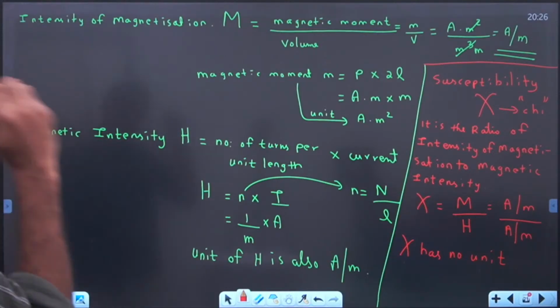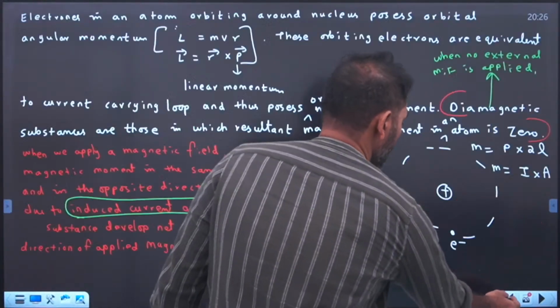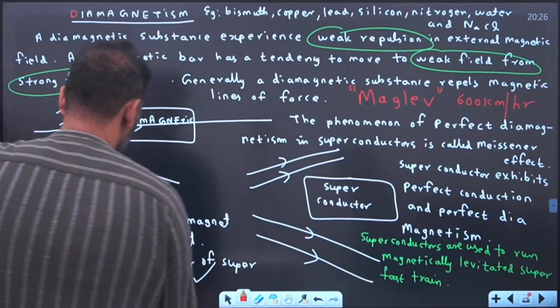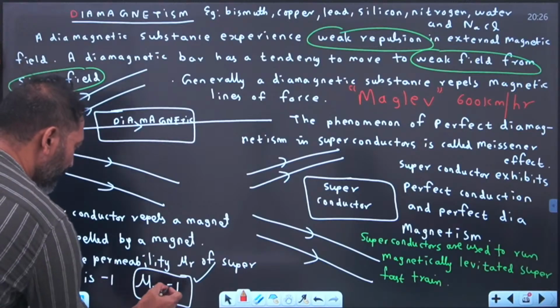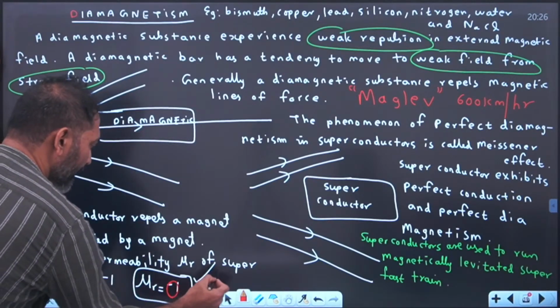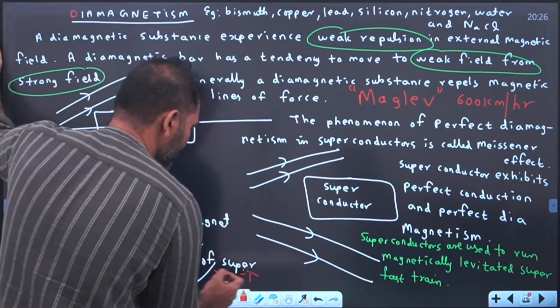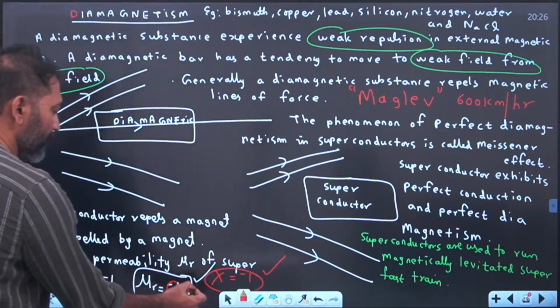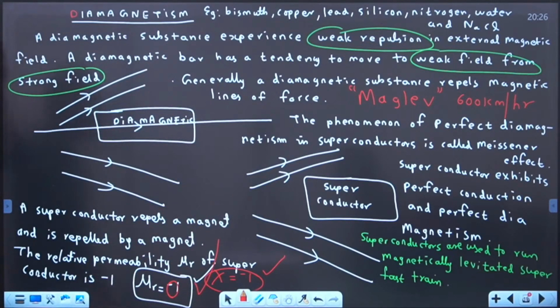There is a correction in the previous page. Actually, it is not mu r equal to 0, chi equal to -1. There is a mistake from my side. For superconductor, there is a correction: mu r equal to 0, chi equal to -1.